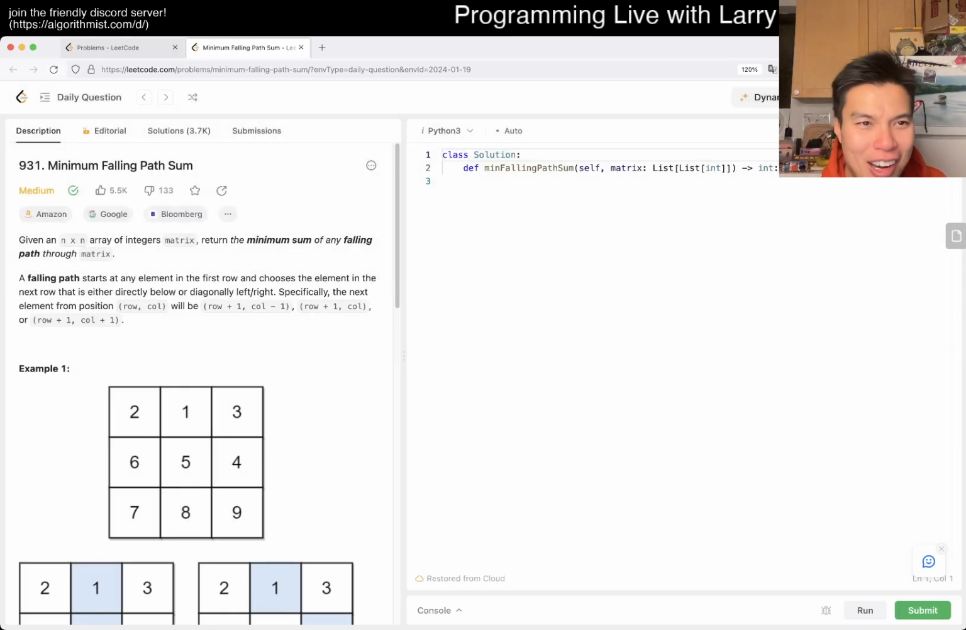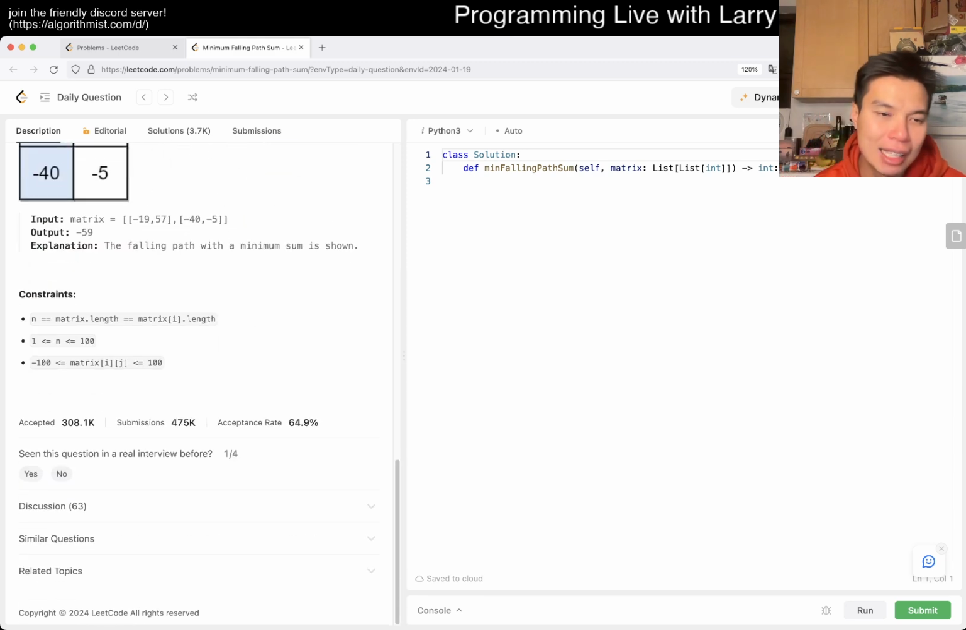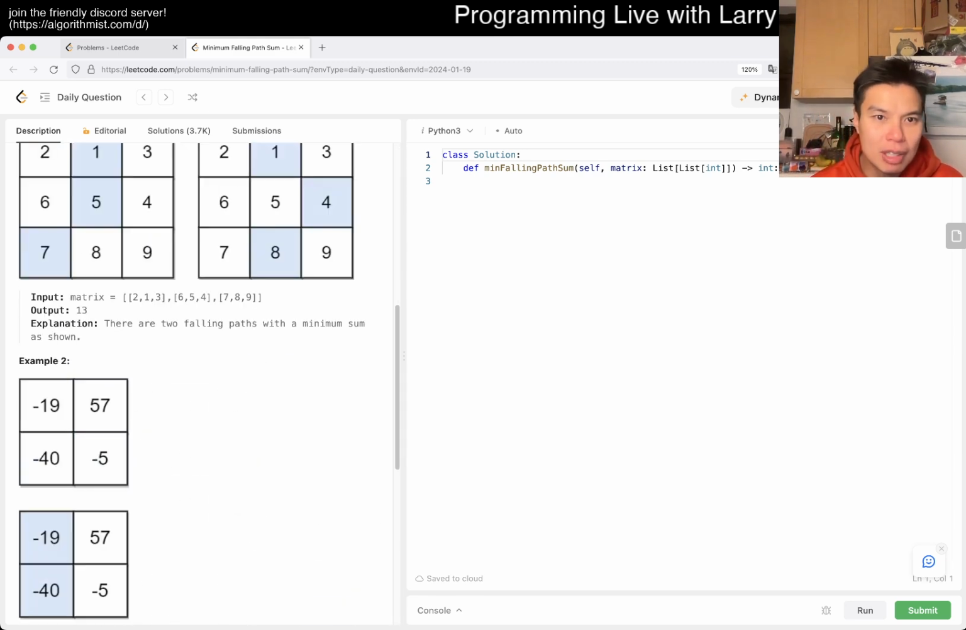Just today's problem. I already did the extra problem, so we'll take a look at today. It's 931, Minimum Falling Path Sum. Given an n by n array of integers matrix, return the minimum sum of any falling path through the matrix. I think I talked about this problem at some point in the past, but we'll talk about it again.